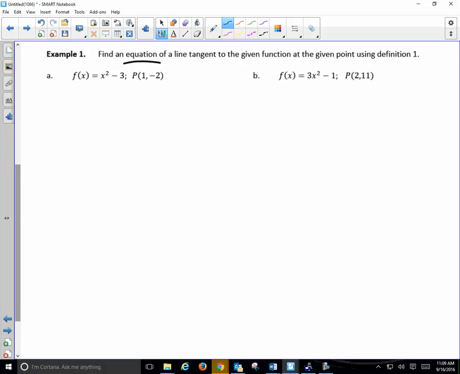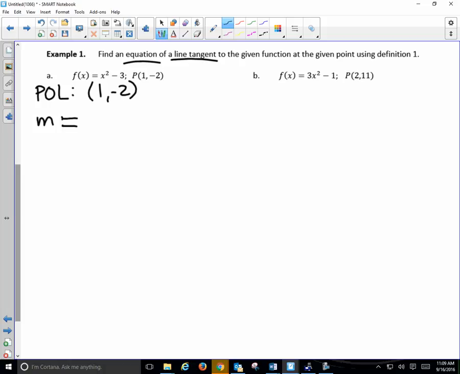Find the equation for the line tangent. In order to do that, I need a point on a line, and I need slope. I already know my point on my line. It's 1, negative 2. What if they didn't give us the negative 2? How do we find out negative 2? You plug it in.